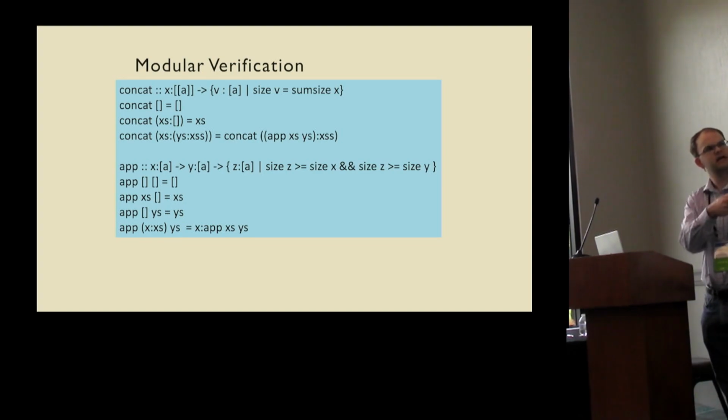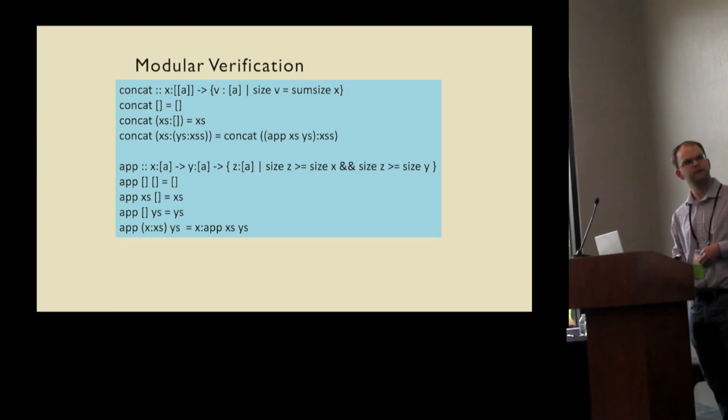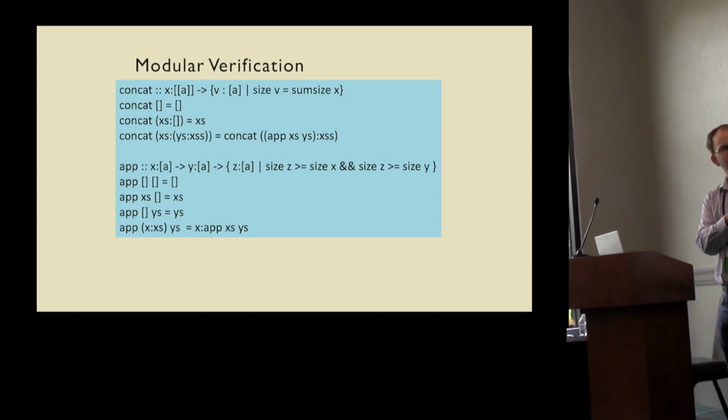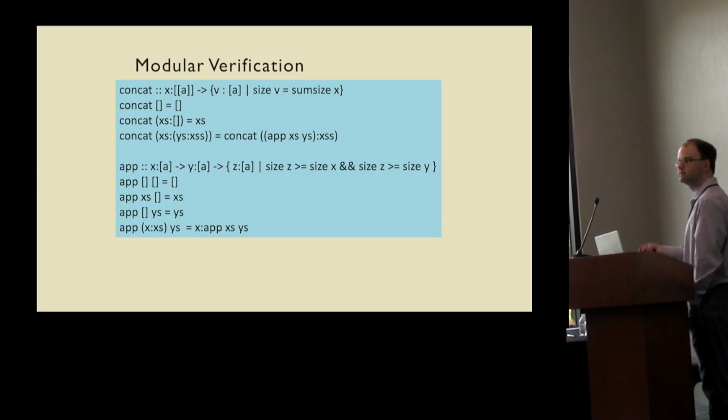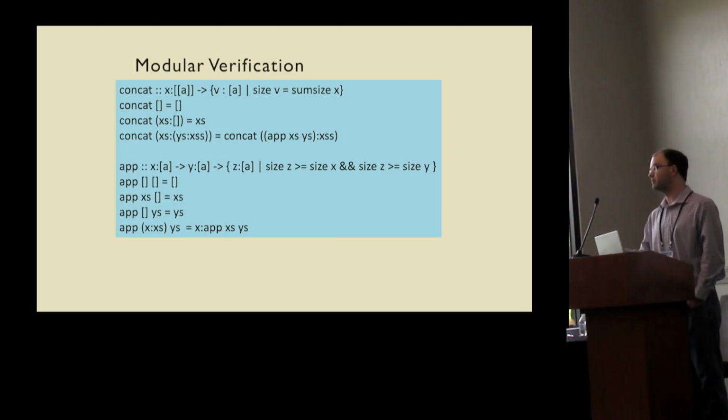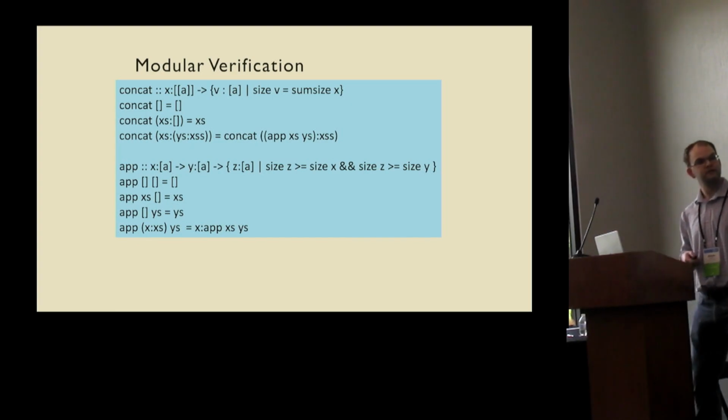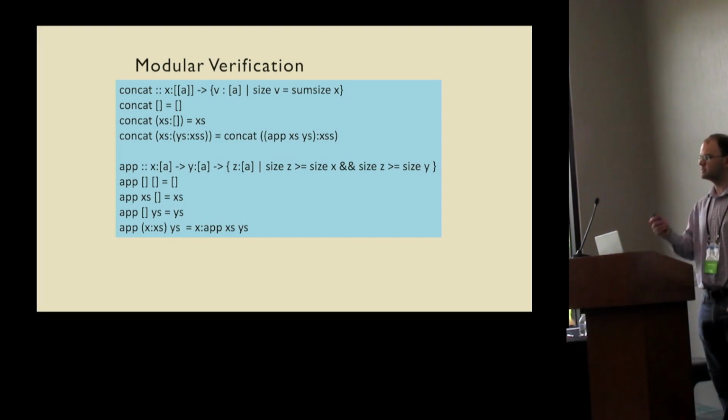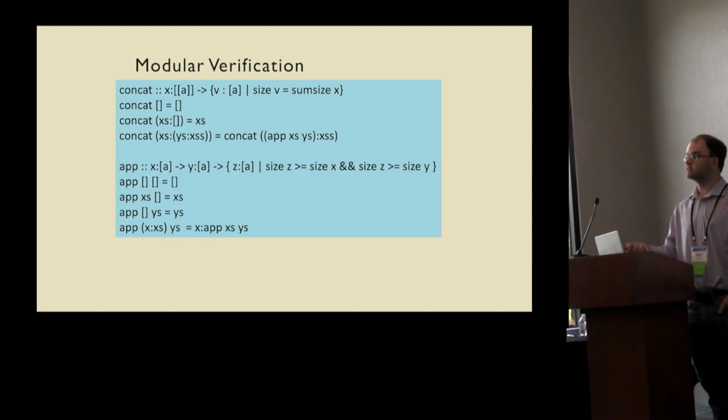And concat is just taking all the internal lists and joining them together, or appending them all together. And so the size of the output list should be equal to the sum of the sizes of all the input lists. Concat is using a helper function app or append. Append takes 2 lists and appends them together. And the specification for append says that the size of the output list should be greater than the size of both the first list and of the second list.